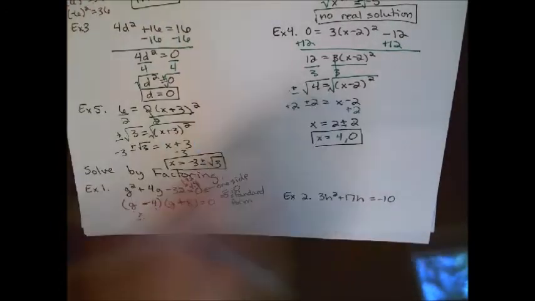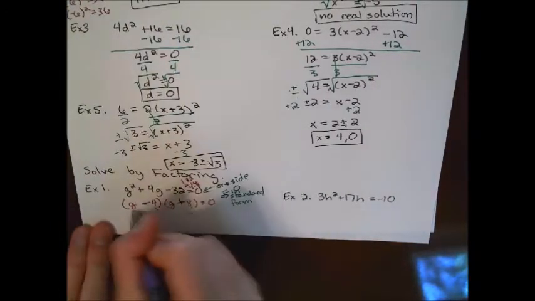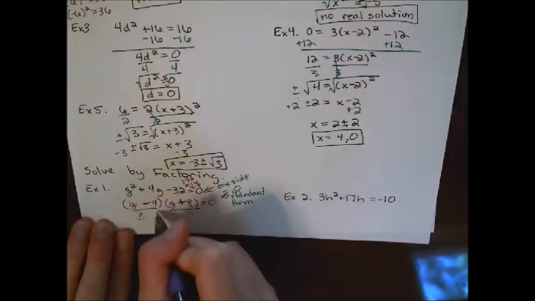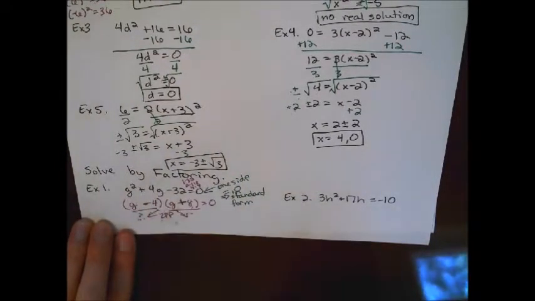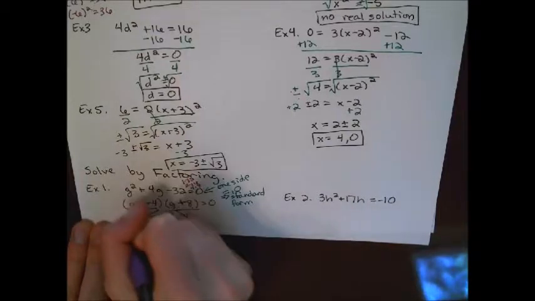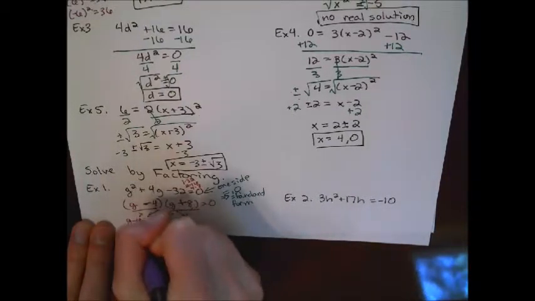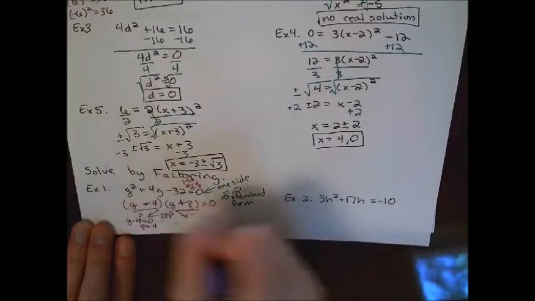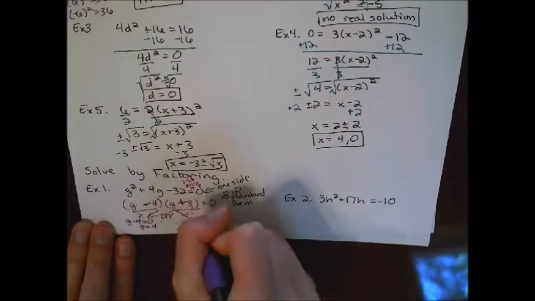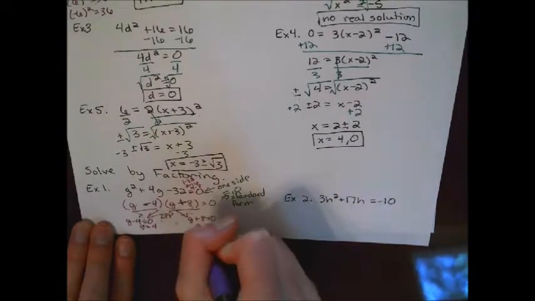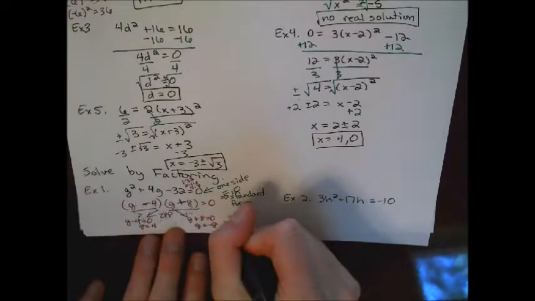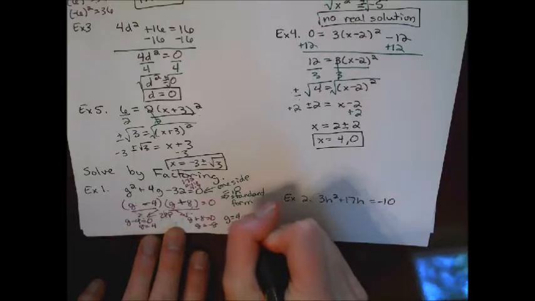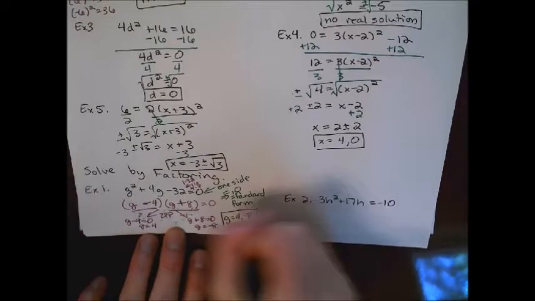All right, so now what we can do is take each of our binomials and set them both equal to 0 by the zero product property. So I have g minus 4 equals 0, which means g equals 4. G plus 8 equals 0, which means g equals -8. So my final answer, g equals 4 and -8.